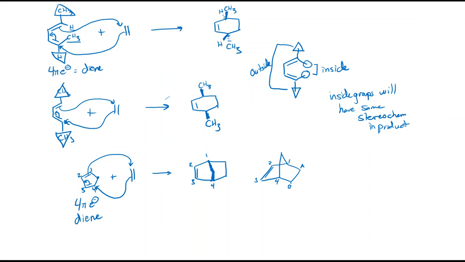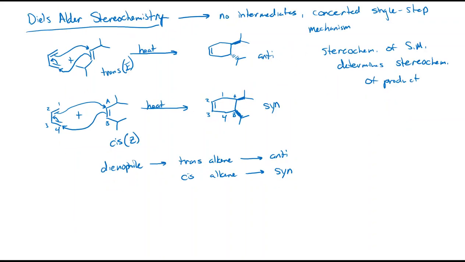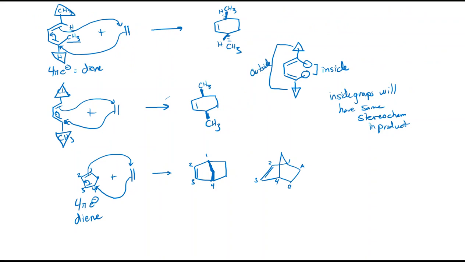Okay. So we can have stereochemistry on the dienophile, which is pretty straightforward because it's just like the epoxide stuff that we did. Trans double bonds give anti relationships in stereochemistry. Cis double bonds give syn relationships in stereochemistry. A little bit more complicated is stereochemistry on the diene itself, because then you have to worry about inside groups and outside groups, right? Inside groups will always match each other in stereochemistry, and the two outside groups will always match each other in stereochemistry. But one inside group and one outside group will always be opposite each other.